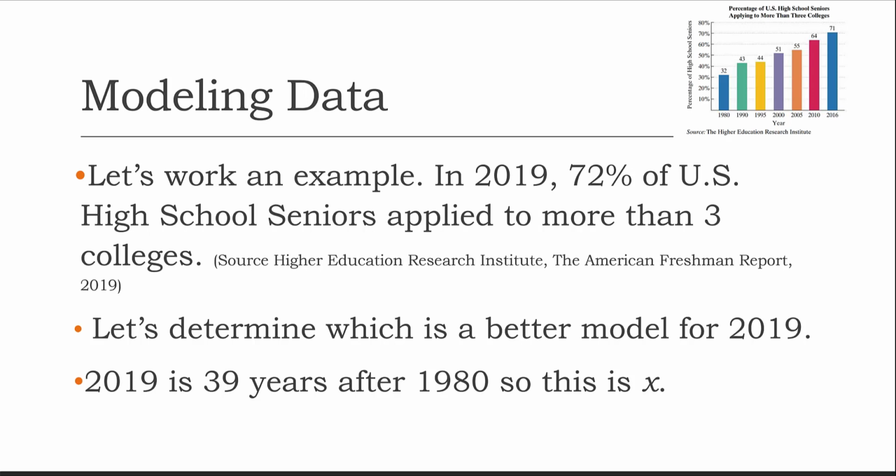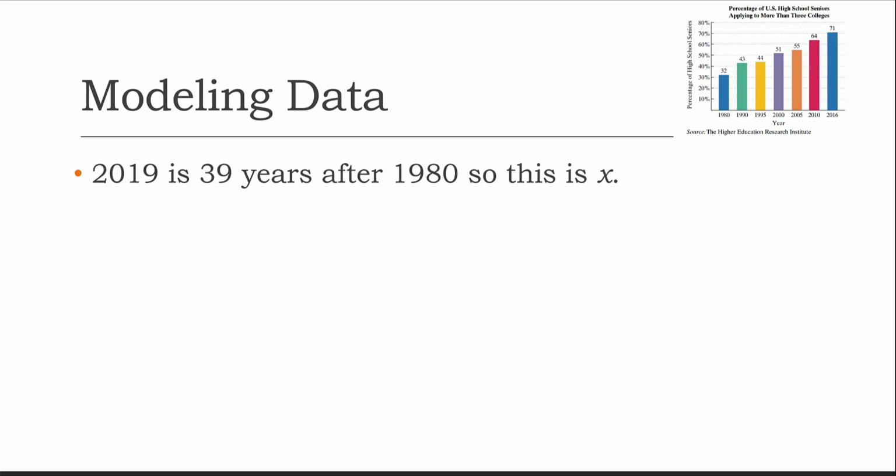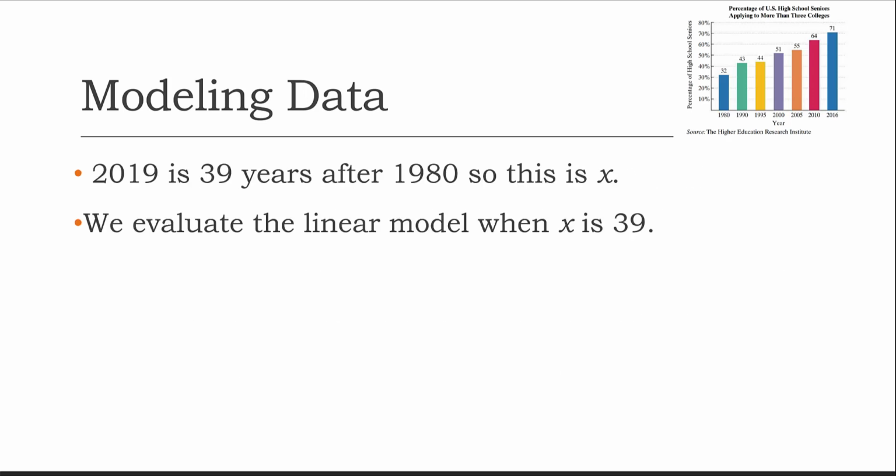How did I get that? I took 2019, subtracted 1980, and I got 39. So I'm going to evaluate the linear model when x is 39, and I simply replace x in the model with 39, and I come up with 70. So this model says 70% of high school seniors would apply to more than 3 colleges in the year 2019.